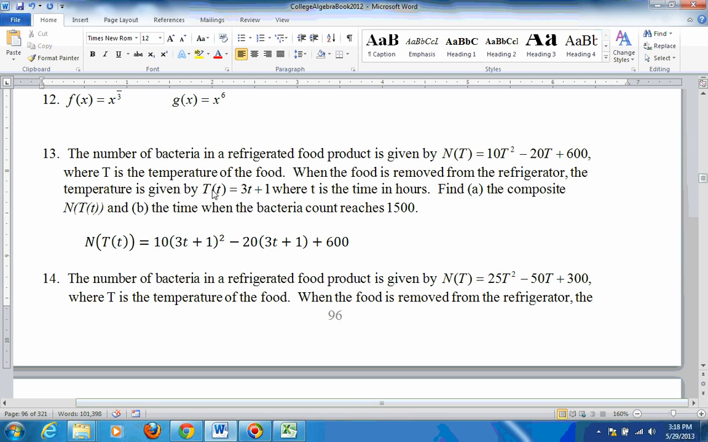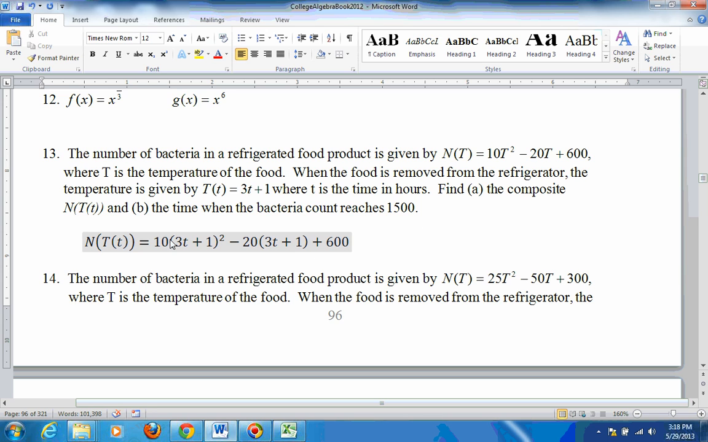So basically right here, t of little t is capital T equals 3t plus 1. So if capital T equals 3 times little t plus 1, you can replace the capital T here with 3t plus 1. Everywhere there's a capital T, it would be 10 times (3t plus 1), that gets squared because this capital T is squared, minus 20 times what's capital T? This stuff right here, 3t plus 1, and then finishing off plus 600.